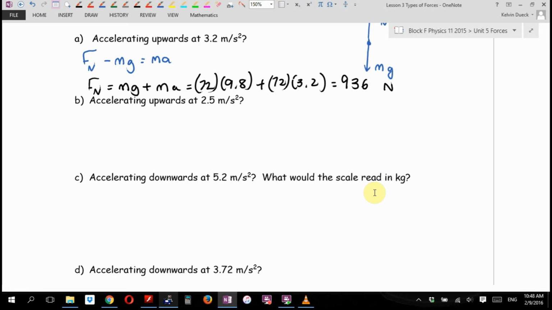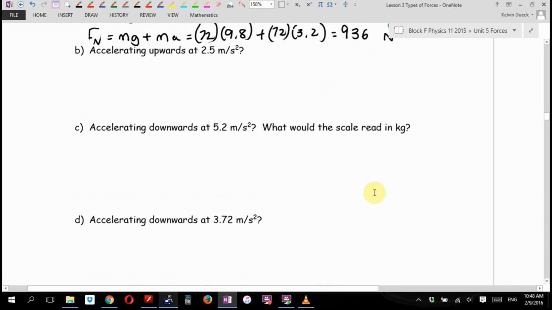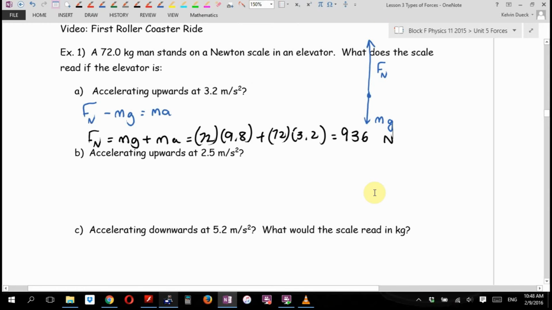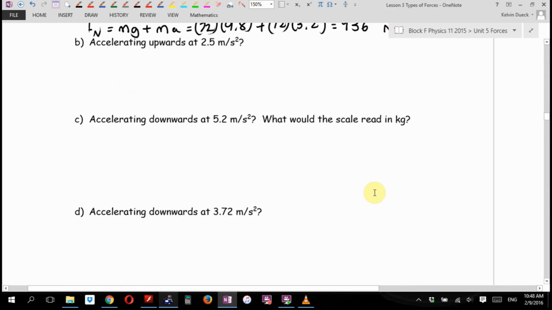Is that okay, Court? I'm going to skip B. Let's go to C. By the way, B is going to be very, very similar to A. You might be tempted to just use the same equation, but I would draw the free body diagram. Let's go to C.